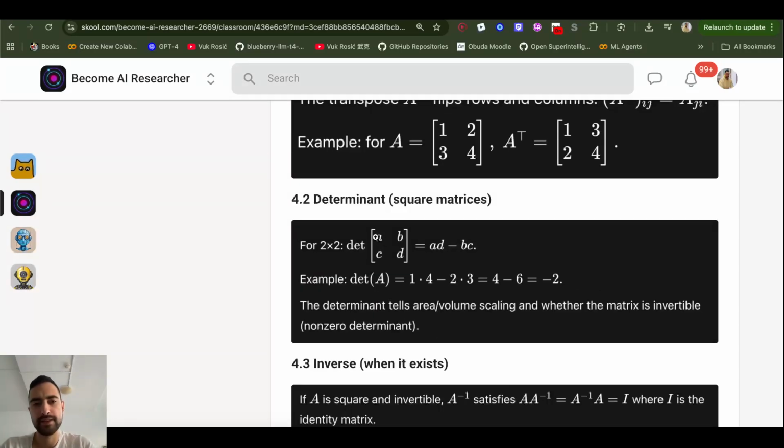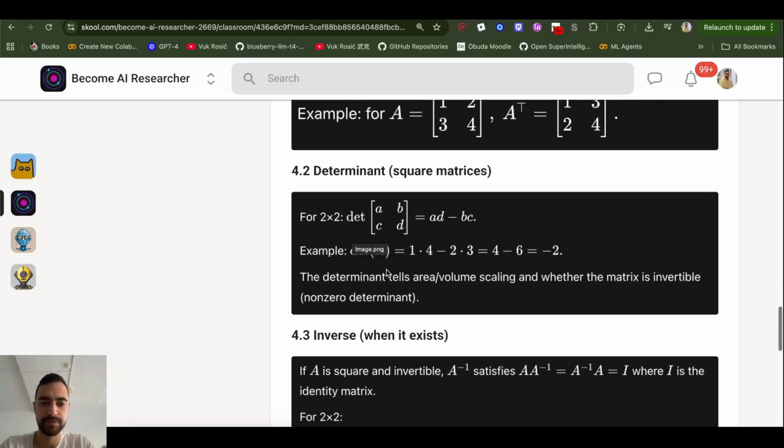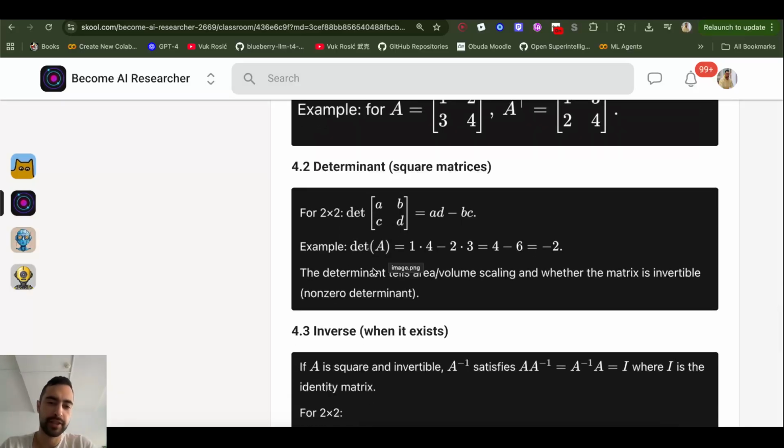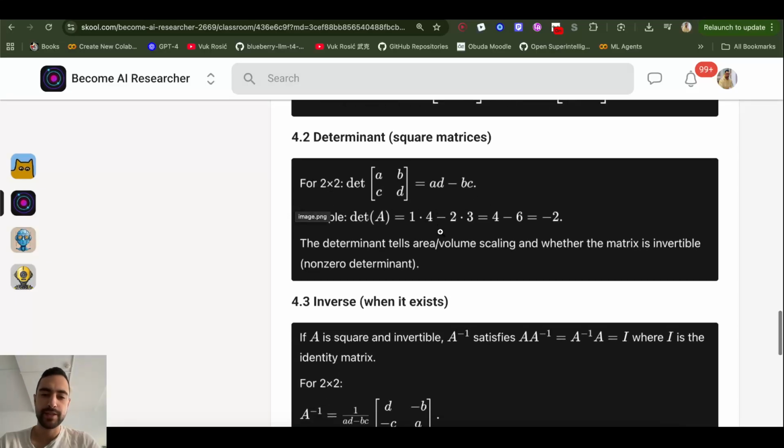And determinants only exist in square matrices. So non-square matrices don't have determinants. The formula for the determinant is A times D, so this diagonal, A times D, minus this diagonal, B times C. Determinants are very useful. They're also useful in what I was explaining in the Muon optimizer in some ways. We'll learn more about determinants later, but just know how to calculate it: this diagonal minus this diagonal.